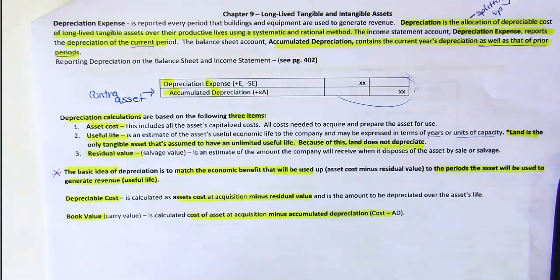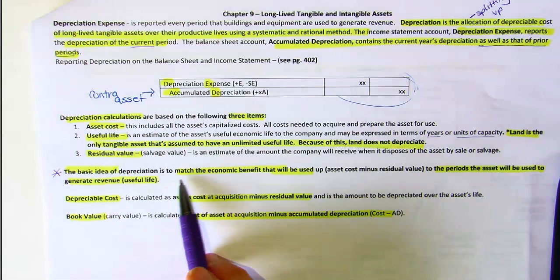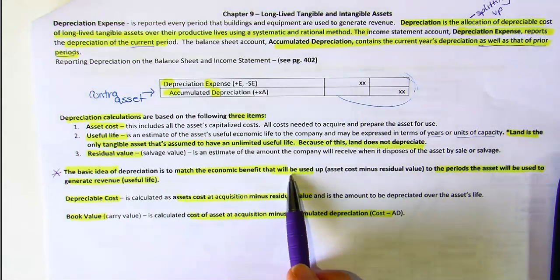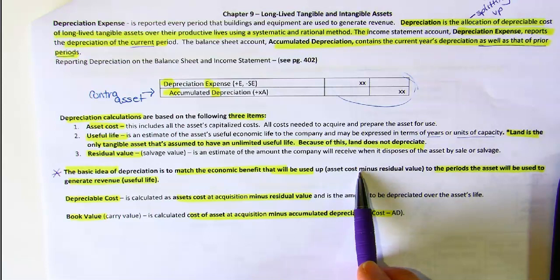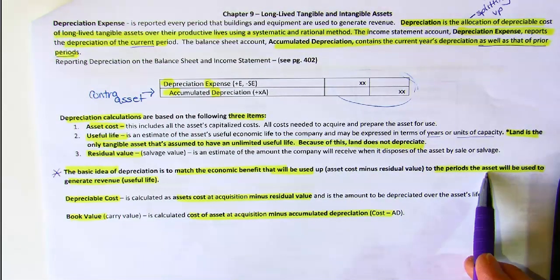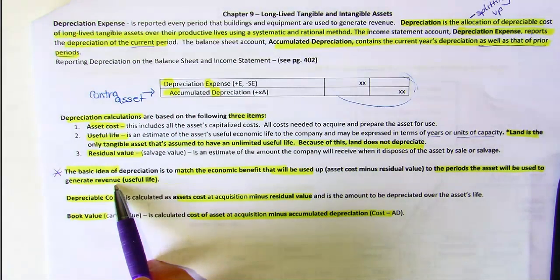Now, this is the important idea behind depreciation. The basic idea is to match the economic benefit that will be used up. Remember, expense or used up benefits, to the periods that the asset will be used to help you generate revenue.